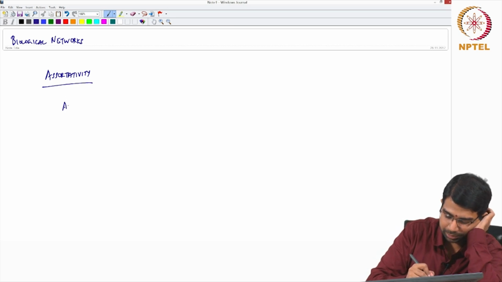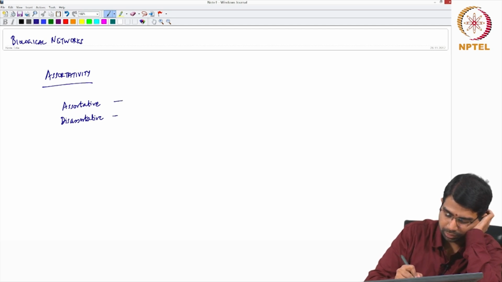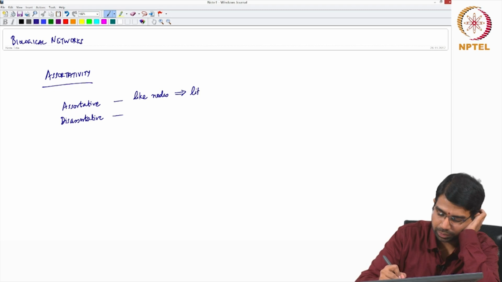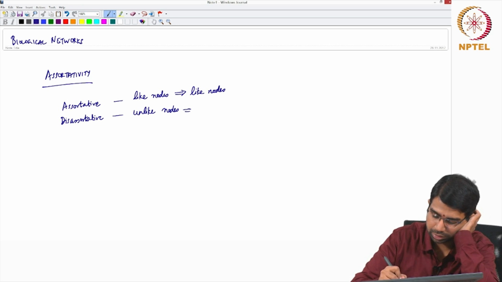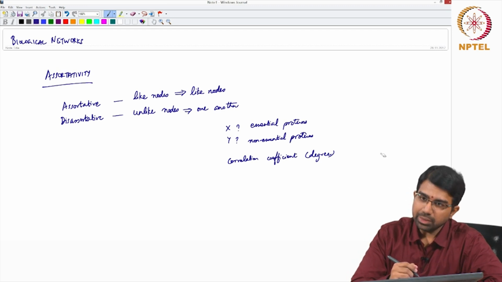So, networks can be assortative or disassortative. Assortative is like nodes connect to like nodes. Here unlike nodes connect to one another. So, what is assortativity?